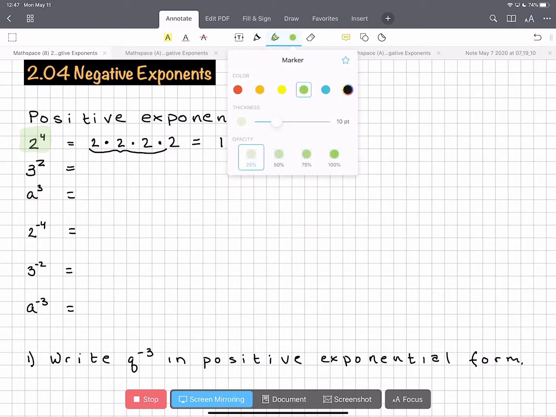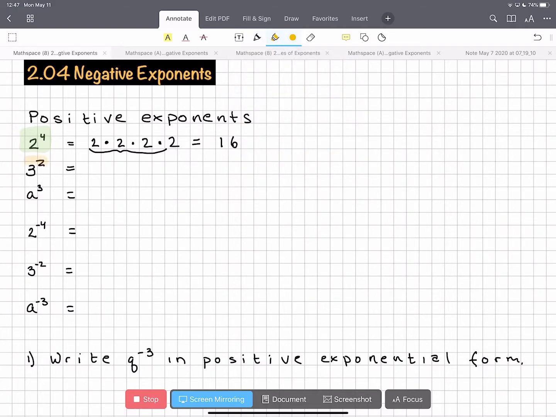In 3 to the second power, we're going to repeatedly multiply the 3 twice. So 3 times 3. So there's 2 times. And 3 times 3 is 9.